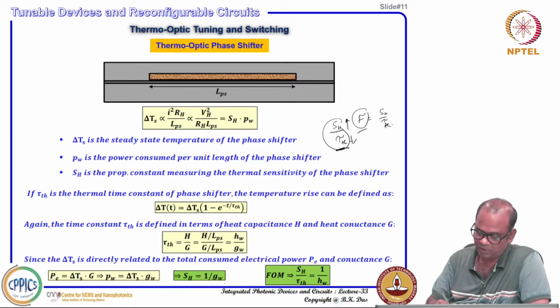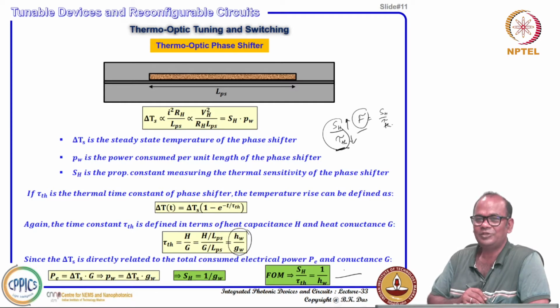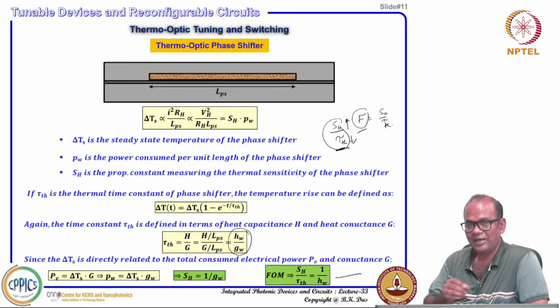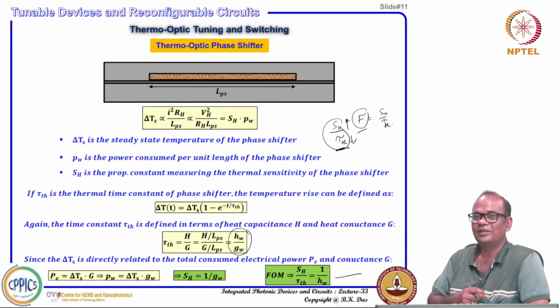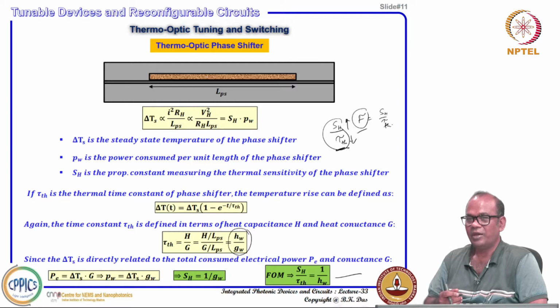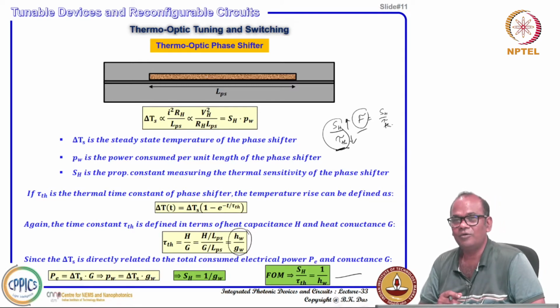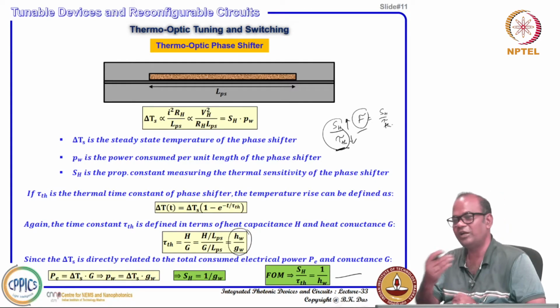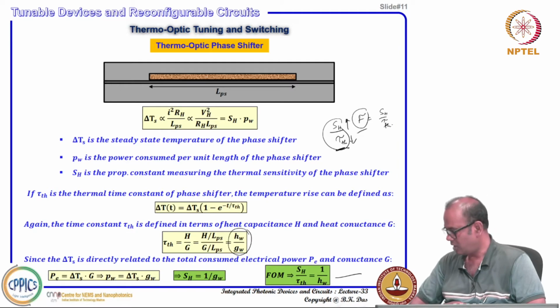Now, you know SH is 1 over GW, right. Tau H, you know, is HW by GW. So, ultimately the figure of merit depends on 1 over HW, the distributed heat capacitance. So, the distributed heat capacitance should be smaller. That means you should design your system to have very low heat capacitance, meaning very low power is needed to raise the temperature. That is a different way of modeling your Thermo-Optic phase shifter.